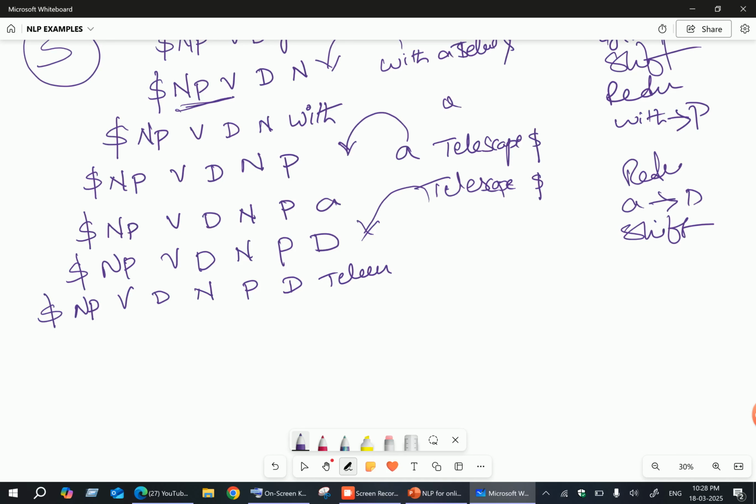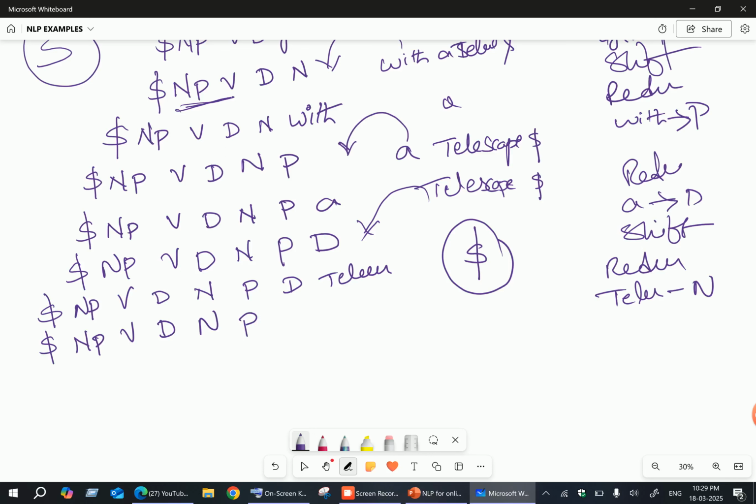Now in your input tape, this is empty. Okay, so now you can perform reduce action, that is telescope is going to reduce as a noun. After that, $NPV, determinant, noun, preposition, determinant and noun. So now your input string is empty here. Now you can start reducing all of these by the grammar and make it the start symbol, sentence.